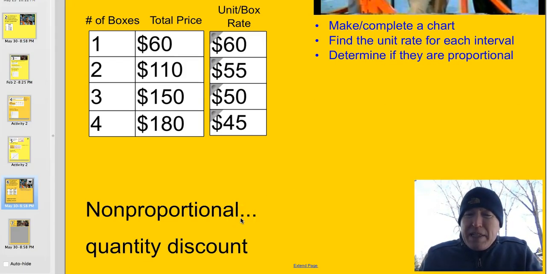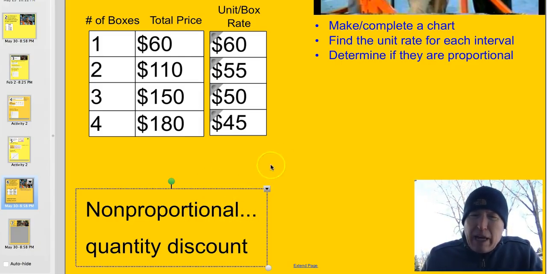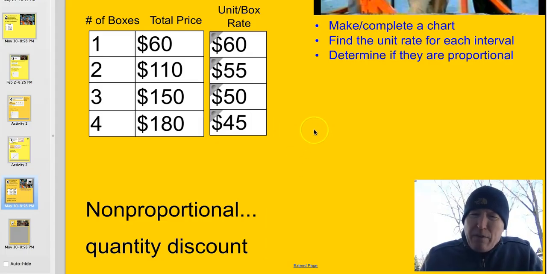And that's because of that quantity discount. And again, if I were to make a graph of this, you'd see it wouldn't be in a straight line. Those points would not fall in a straight line. They'd kind of slowly curve off.